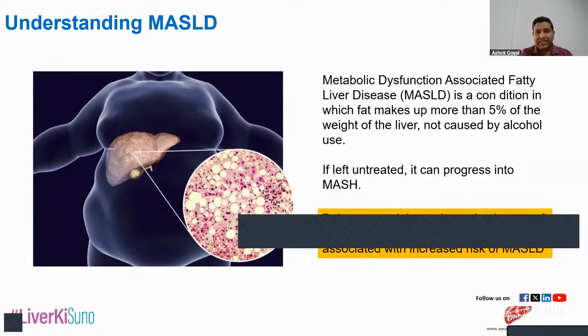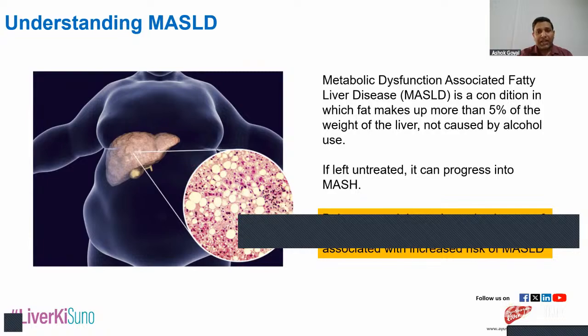When we talk about MASLD or MASH, there will be only fat deposition in the liver, which is more than the normal limit. If a liver contains a fat component of more than 5%, there are chances that it will become fatty liver disease. If left untreated, it can progress to MASH, where along with inflammation there will be ballooning as well as steatohepatitis.